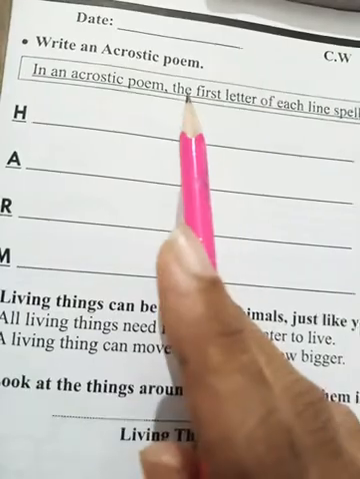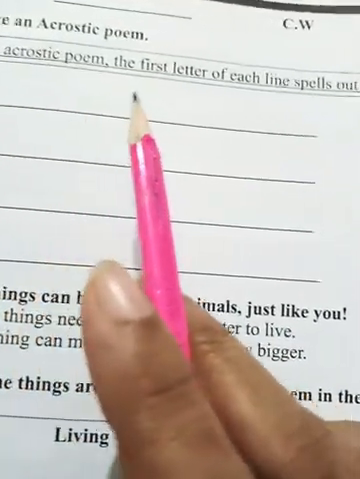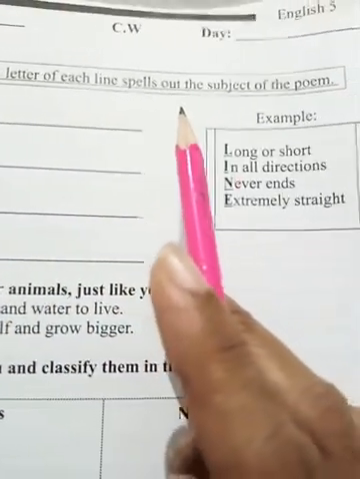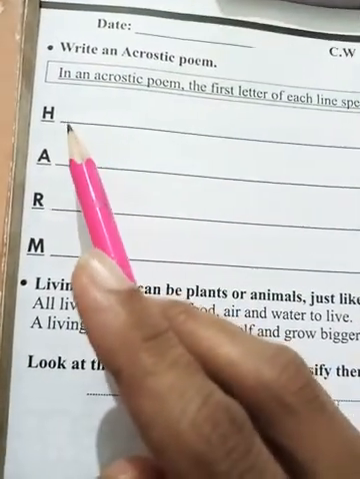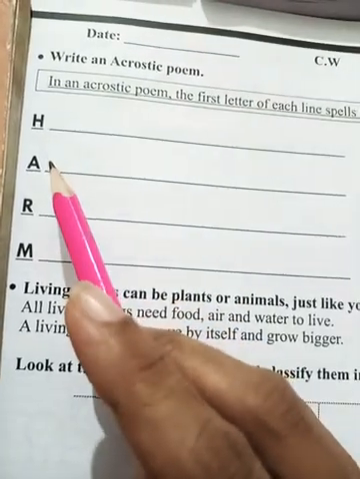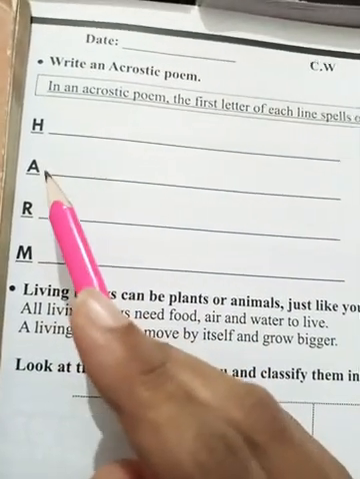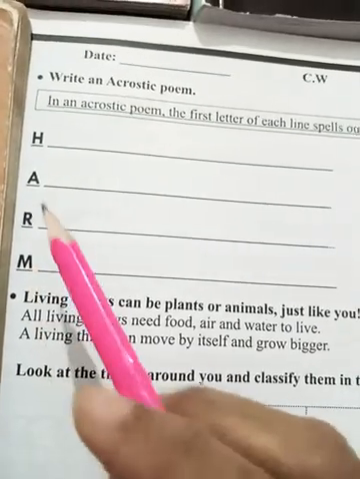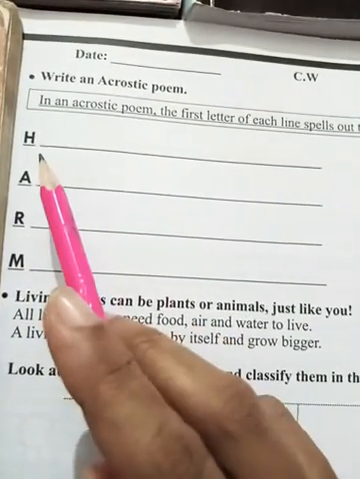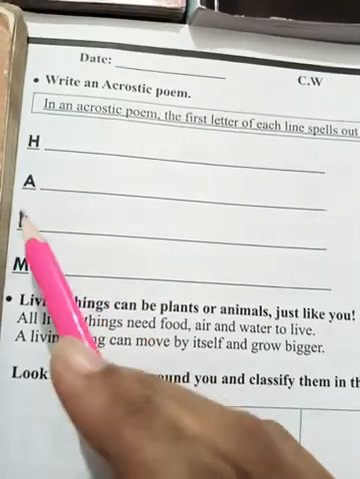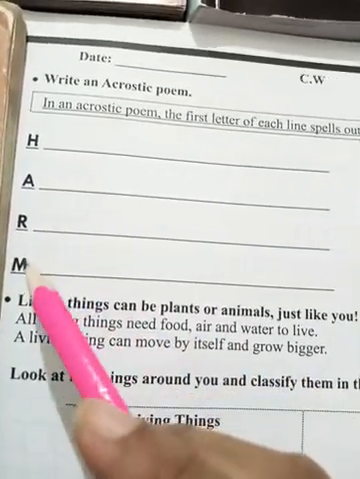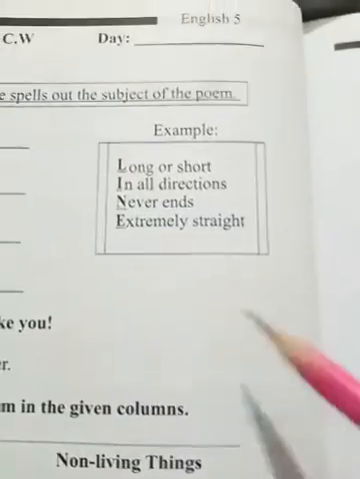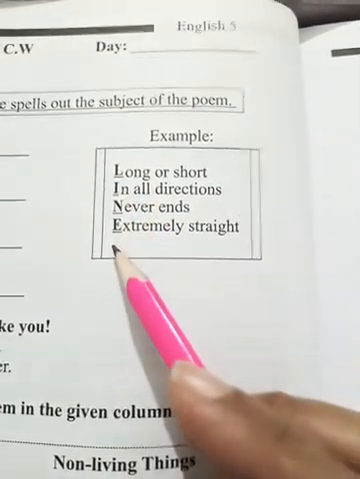We are on page number 6, beta. Write today's date and day over here. Write an acrostic poem. In an acrostic poem, the first letter of each line spells out the subject of the poem. In acrostic poem, beta, for example, if there is HARM, what it becomes? Harm. It means that every line which we start, first it has to begin with these letters and it shows the subject of the poem. For example, LINE, line.